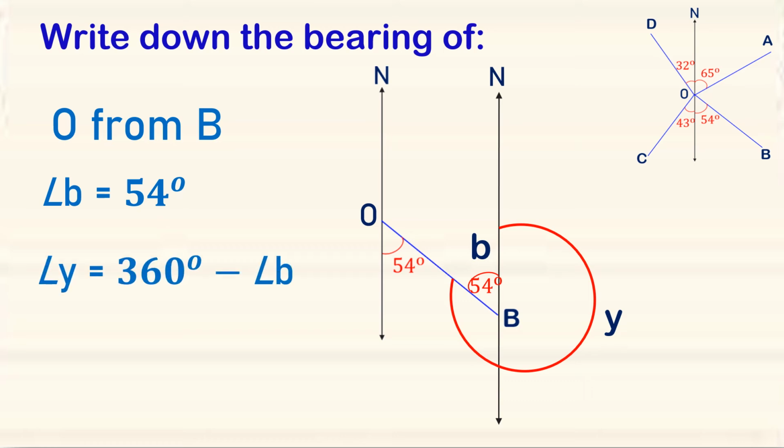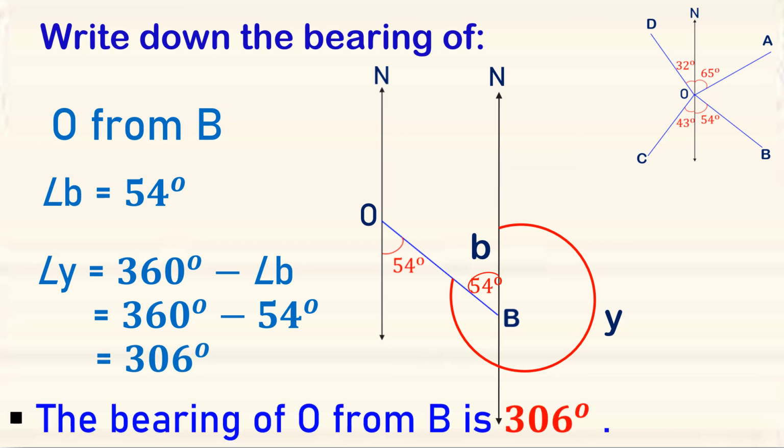So angle Y is equal to 360 degrees minus angle B, because we all know that in a circle, it measures 360 degrees. Okay? So angle B is equal to 54 degrees. So 360 degrees minus 54 degrees is equal to 306 degrees. So therefore, the bearing of O from B is 306 degrees.